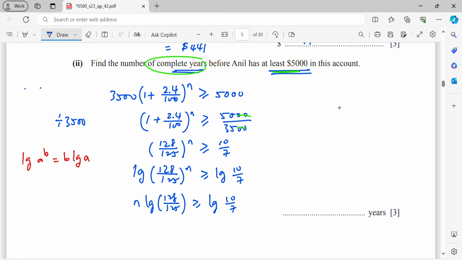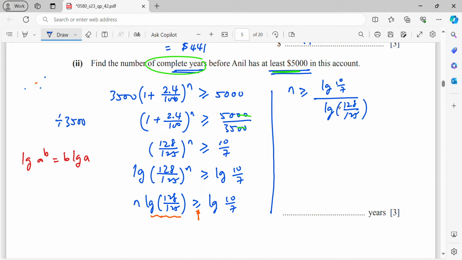When you solve the inequality, you have to be careful. Now I'm going to divide the whole inequality by this value. Make sure it is positive, otherwise you have to change the inequality sign to less than or equal to. I know that the log of this fraction will be positive because 128 over 125 is greater than 1. Therefore, n is greater than or equal to log(10/7) divided by log(128/125), which is greater than or equal to 15.04.